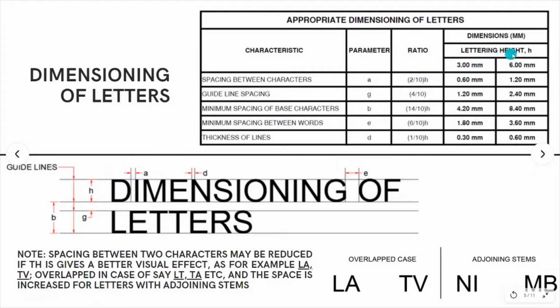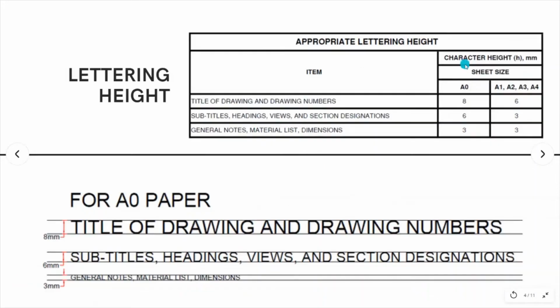So our basic lettering is what we use for A1 to A4, because A4 is again the size we use for our paper, right? So 3 mm and 6 mm. Again, 3 mm is for what? Let's go back. General notes, material list and dimensions. So for dimensioning we use 3 mm. The subtitles and headings, those we use the 6 mm size.